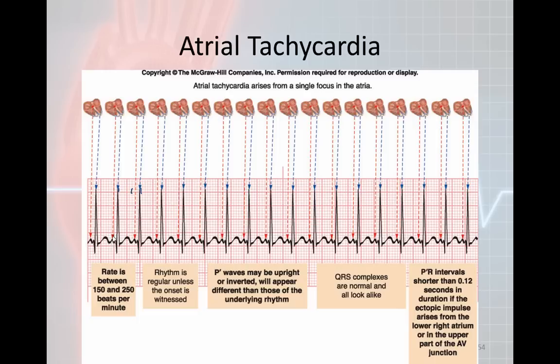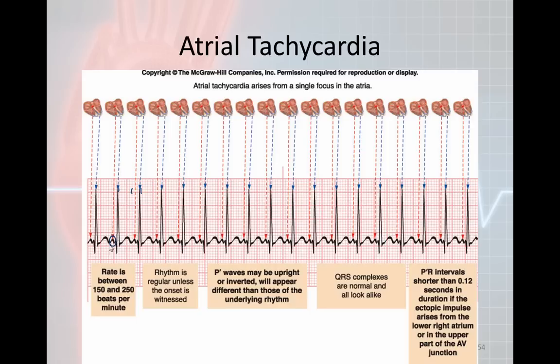As you can see, there are P waves here. This is what makes this an atrial tachycardia. You have to have identifiable P waves. If you do not have identifiable P waves in this rhythm, it is not atrial tachycardia. You have to know that. If you do not see identifiable P waves, it is not atrial tachycardia.